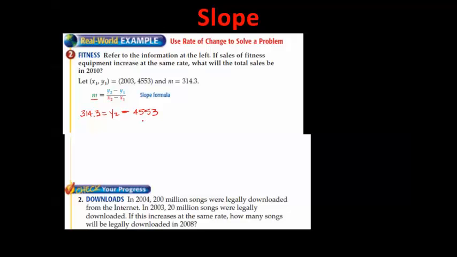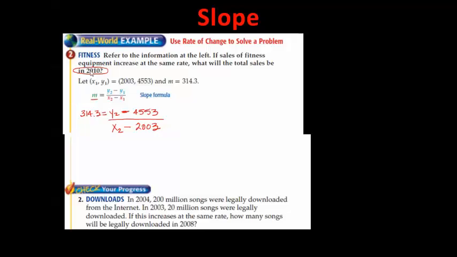4,553. Now, oh, you know what? Let's read the problem. Refer to the information at the left. If sales of fitness equipment increase at the same rate, what will the total sales be in 2010? Okay, this right here, that 2010 is going to represent our X, I bet. So let's look here. We're going to have x2 minus x1, which is 2003.